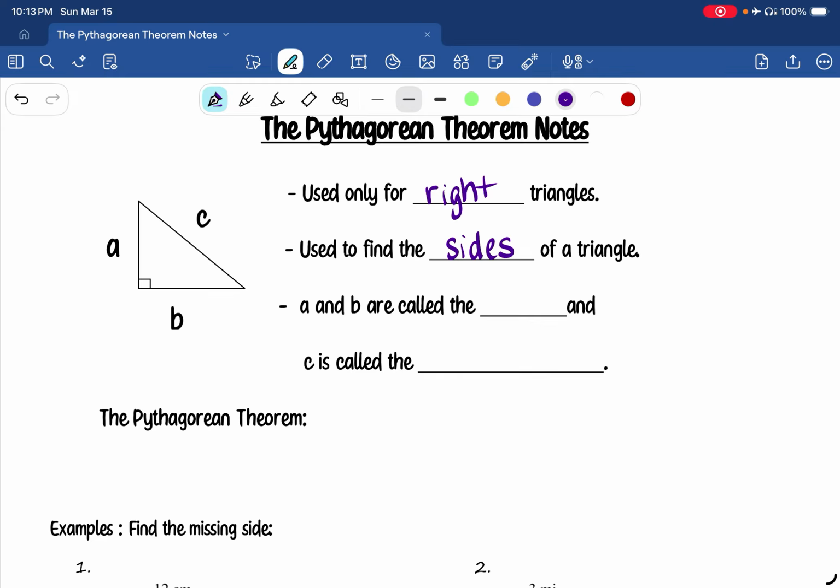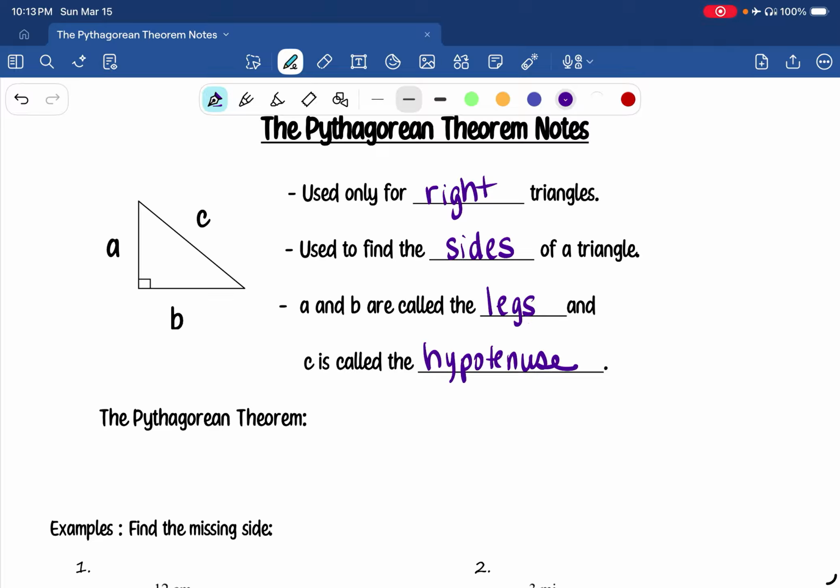And A and B are called the legs. Those are the two sides that are not the longest side. They're the ones that touch that right angle but not across from it. C is called the hypotenuse. That is the side that's across from that right angle.